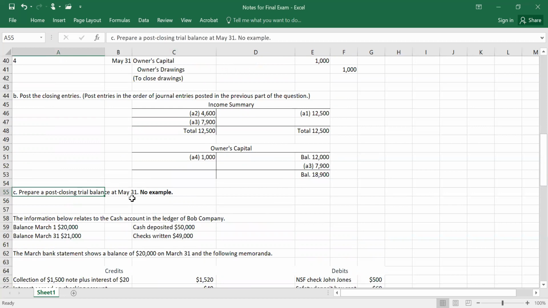There's also a C question to prepare a post-closing trial balance at May 31st. I didn't give you an example for that. We've got examples from the homework, so you'll find examples.